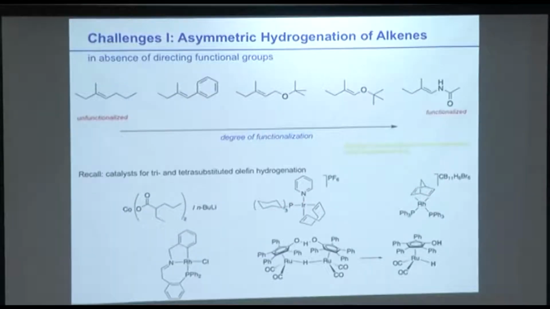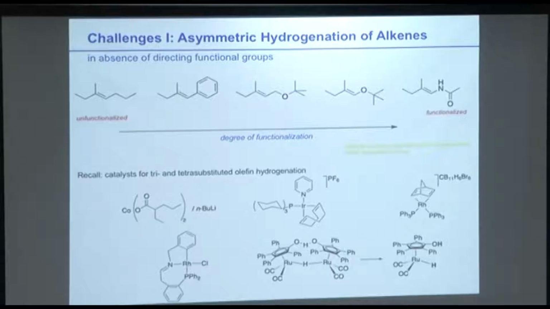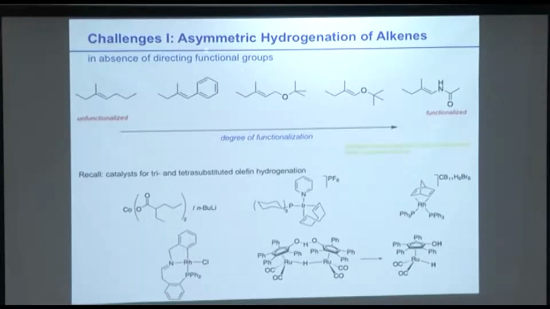What are challenges if you need to write a research proposal? Here are some hints, not that I know how to tackle them, but these are challenges certainly to look at. One is to use asymmetric hydrogenation in the absence of functional groups. Here you see some functional groups, but the lower the coordination ability of the system is, the more difficult it is to discriminate the Re and the Si face of the double bond. So that's still a challenge. Some systems are very good, some are not so active.